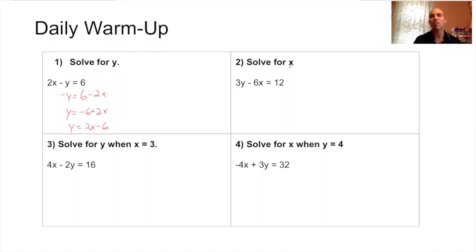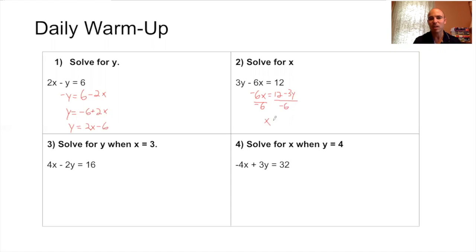Here, solve for x, right? So make sure we're solving for the right thing. First thing we're going to do is subtract that 3y, so you get 12 minus 3y. And then, of course, we've got to divide. If you're dividing by -6 to get x by itself, you've got to divide everything by -6.